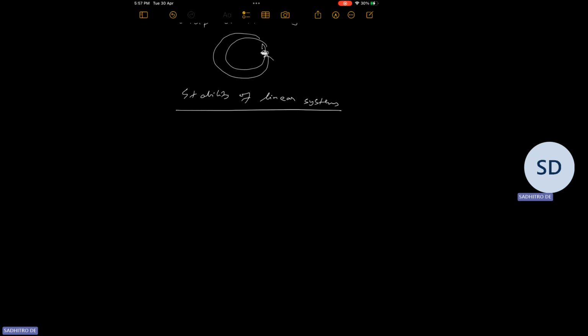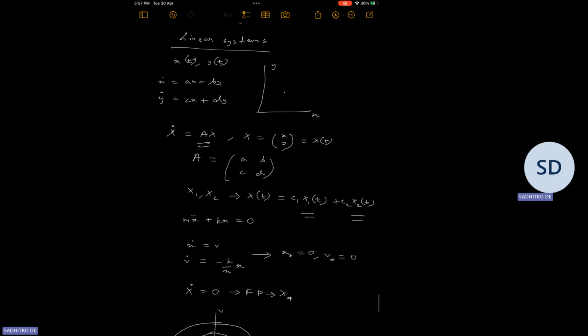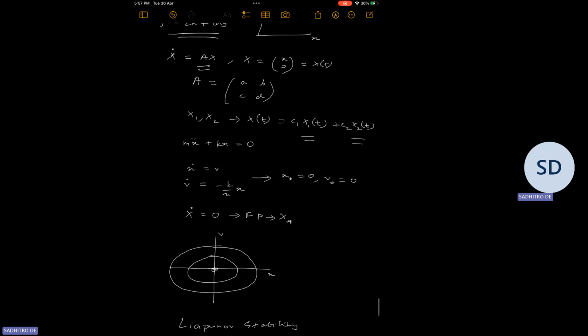So in order to do that, we basically have to find the eigenvalues of this matrix equation. Now, one important thing which you will notice from this equation over here for a 2D system is that the fixed point is always x comma y equal to 0.